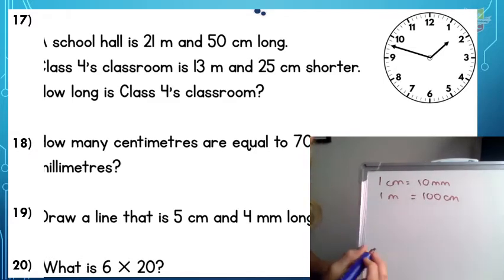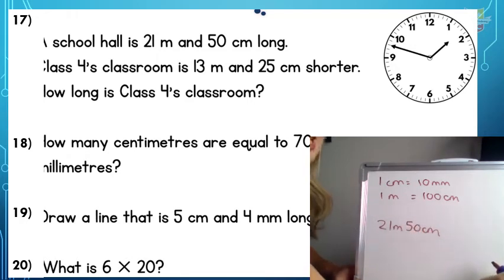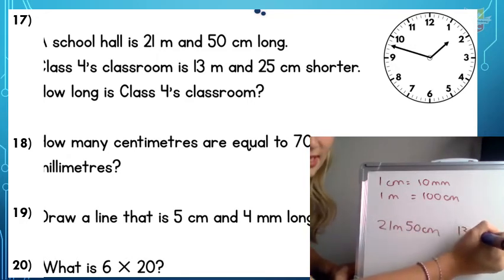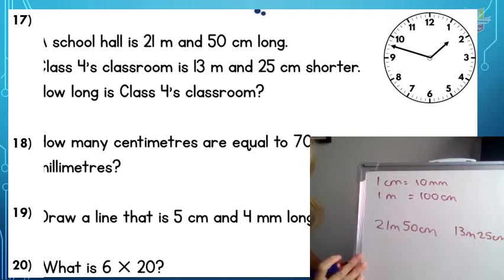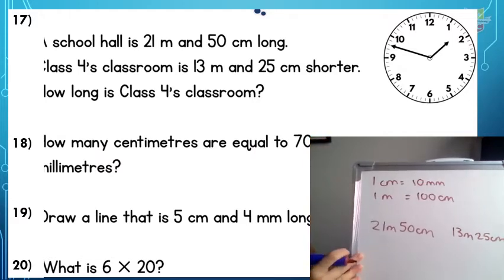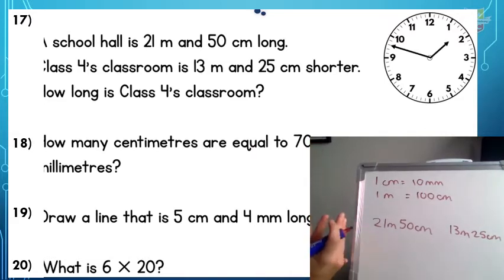Okay, so for number 17, it says a school hall is 21 metres, 50 centimetres long, and the classroom is 13 metres, 25 centimetres shorter. And we want to know how long is the classroom. Now, in order to work this one out, we want to find it shorter, so we're going to find the smaller number, so we're going to need to take away.